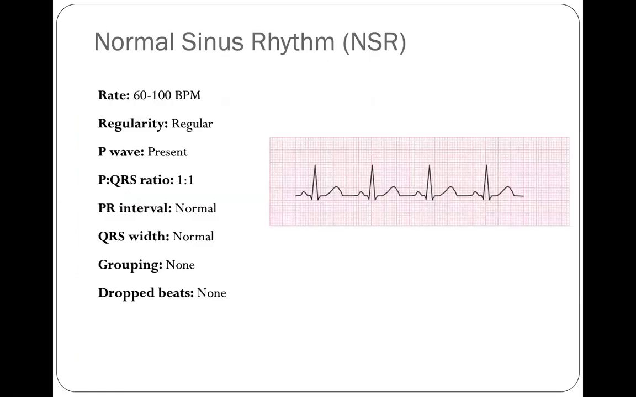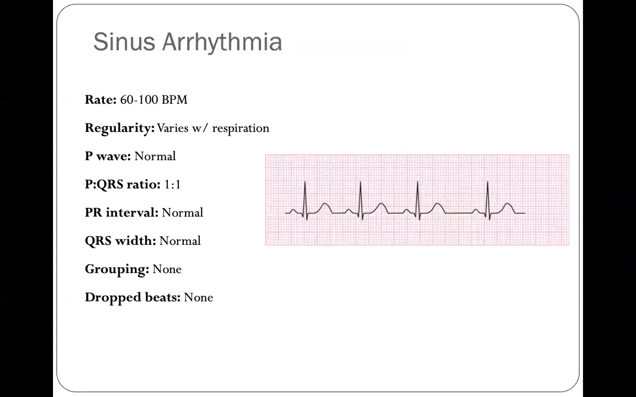So in a normal sinus rhythm, the rate is 60 to 100. The regularity is regular. P waves are present in sinus. The P to QRS ratio is 1 to 1. The PR interval is normal and constant. QRS complexes are normal and narrow. There is no grouping because all the QRS complexes are present, and there are no dropped beats.